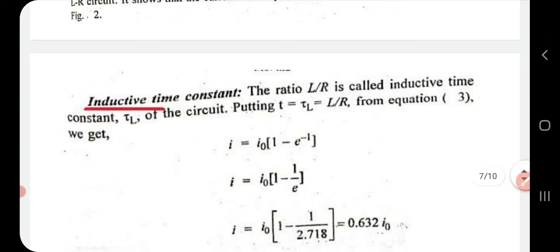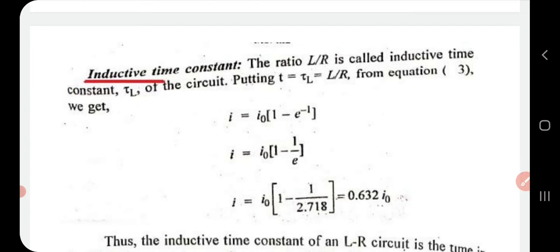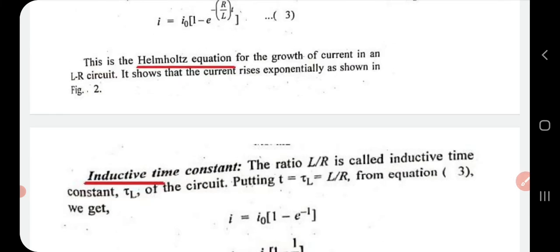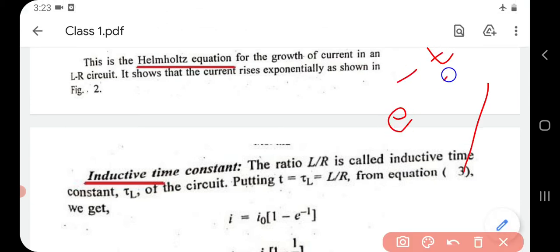Now from here you have to find out the inductive time constant. The ratio L by R is called the inductive time constant. It is denoted by the letter tau L. So we are going to put t as tau L, or L by R. What will be the equation here? Equation 3 will reduce to i equal to i0 times 1 minus e raised to minus, where L by R is written as tau. So R by L will be 1 by tau, right? So e raised to minus tau by tau. Tau by tau is 1, so e raised to minus 1. That is what is written here.